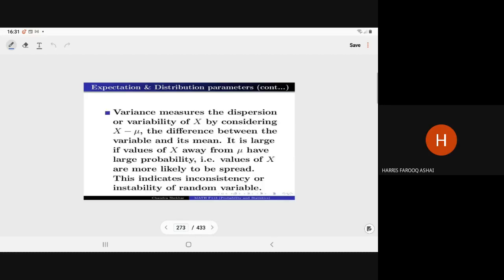Sir, yes. In the note it was written "if it exists." When does variance not exist?